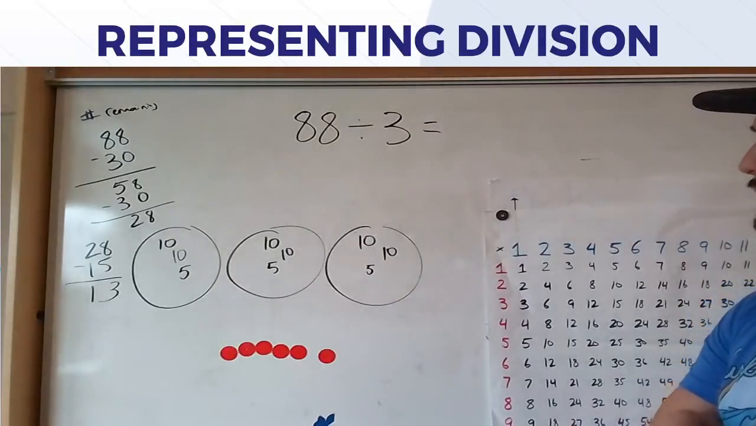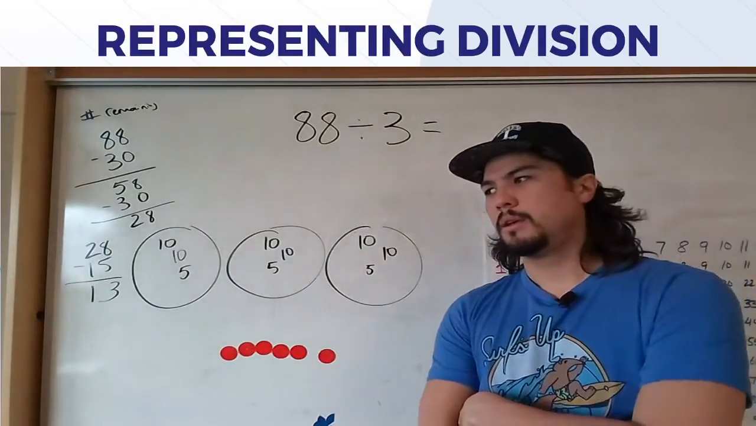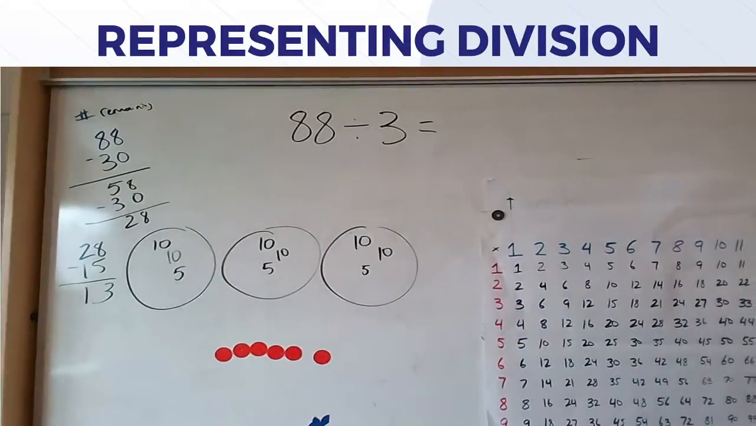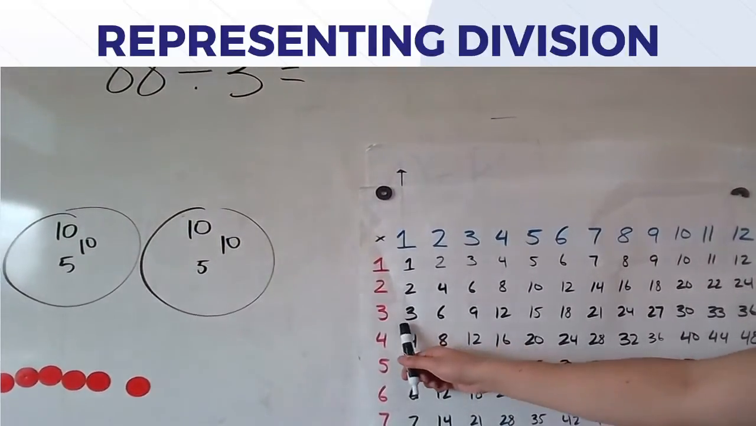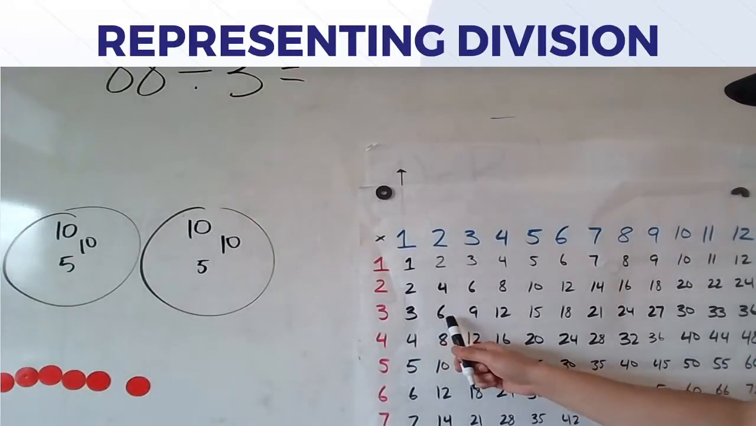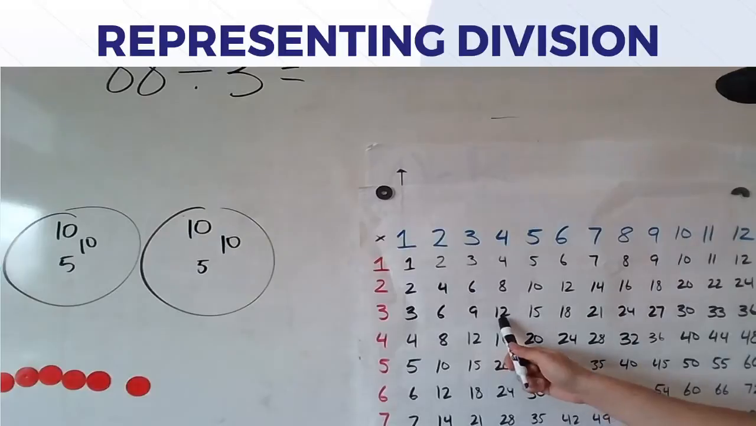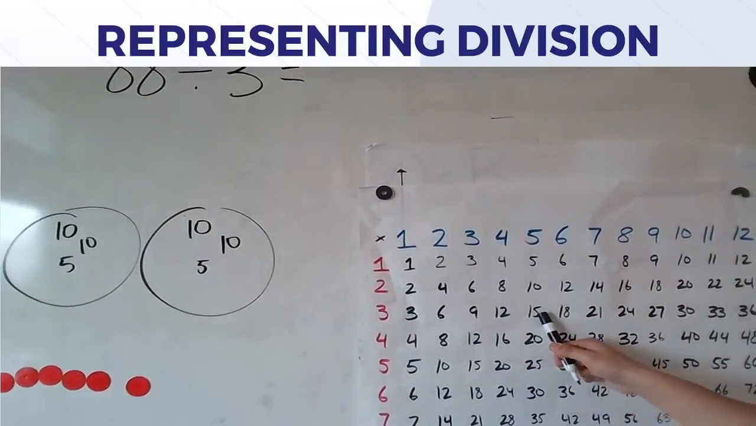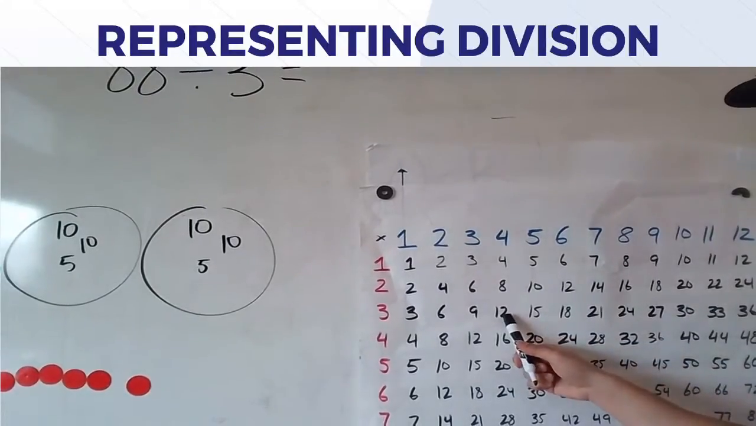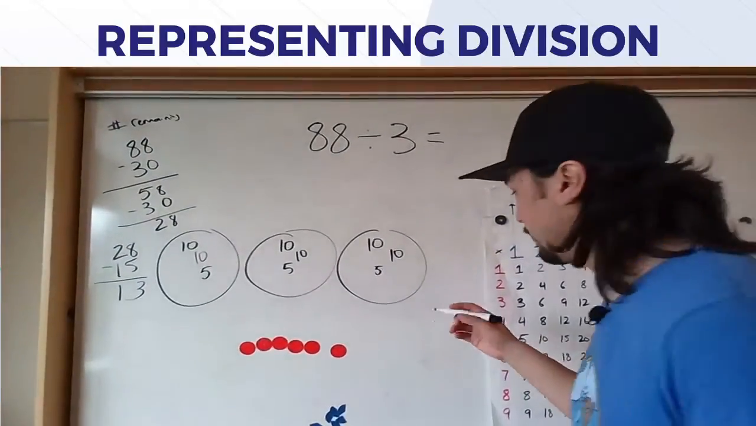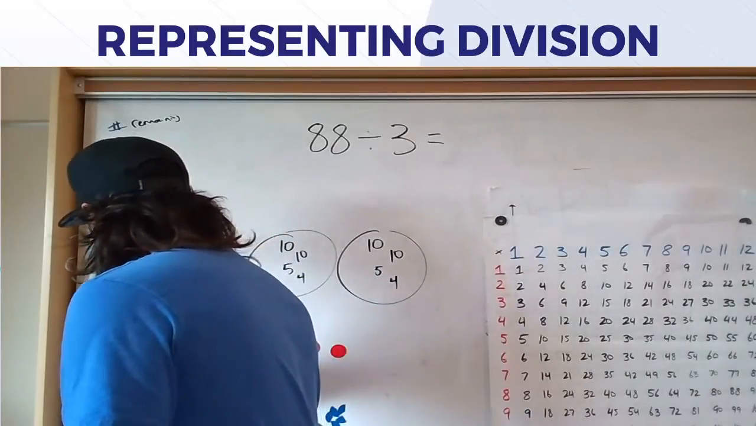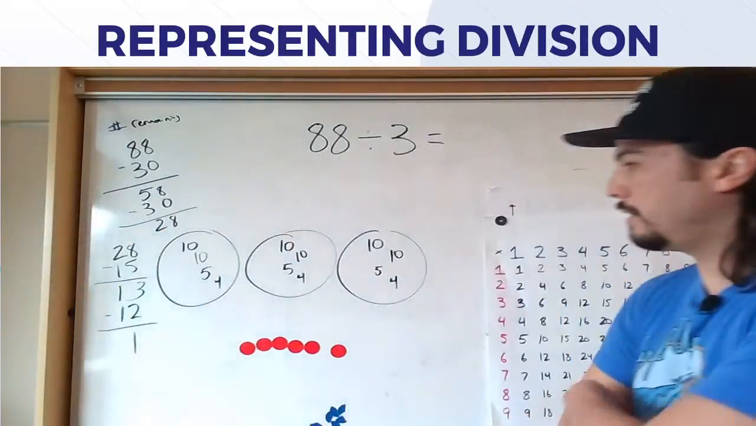I have 13 left. How many groups of 3 can I make with 13? Let's use our multiplication table here. Let's look at our 3's row. You can make one group, makes 3. If I add 2 to each group, that makes 6. 3 to each group makes 9. 4 to each group makes 12. 5 to each group makes 15, and that's too much. So let's go back. Let's put 4 in each group, because I know 4 times 3 is 12. And I have 1 remaining.